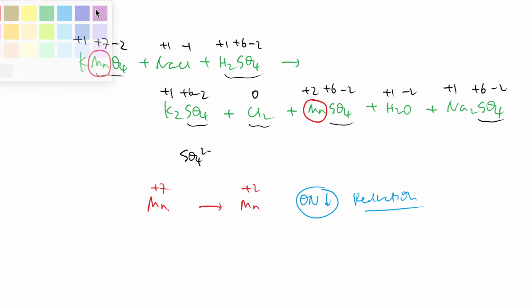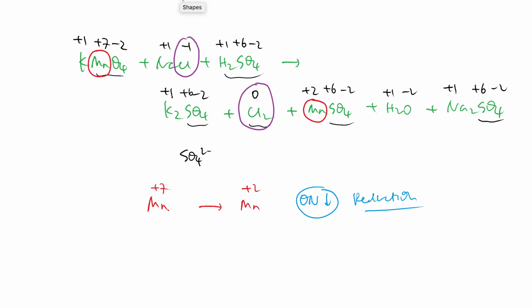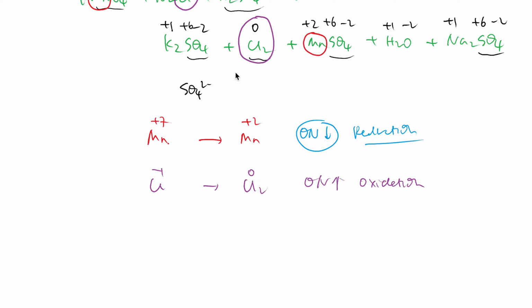Okay, so we can clearly see the chlorine. The chlorine goes from -1 to 0. That's the only one where the oxidation number is increasing. That's our oxidation reaction. Okay, oxidation reaction. So we'll just balance them first.